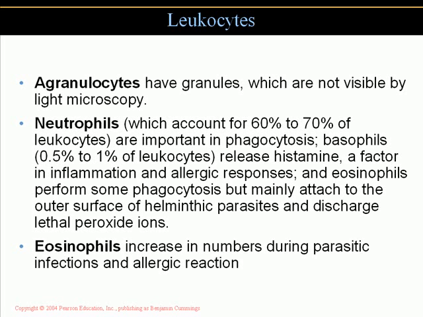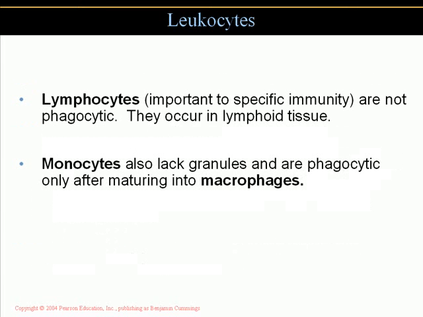Also recognize that basophils, which only account for about 0.5 to 1% of leukocytes, are important because they release histamines. And again, histamines are important factors that you see in the allergic response. That's important to know. And then neutrophils, which account for about 60 to 70% of leukocytes, are important in phagocytosis. So, three key functions of the three leukocyte cells. These are important when we talk about the differential. Again, eosinophils increase in number during parasitic infections, and you also see an increase during allergic response as well.